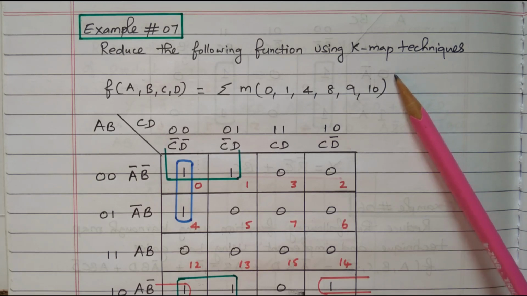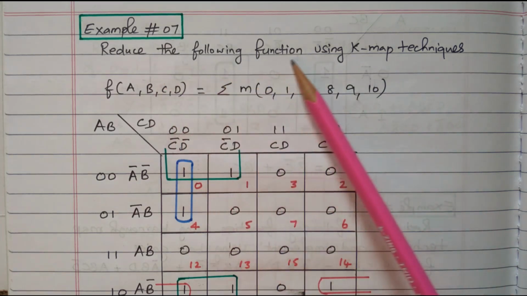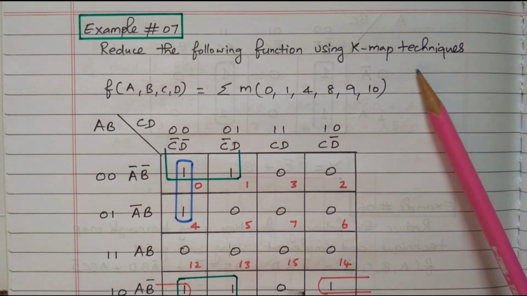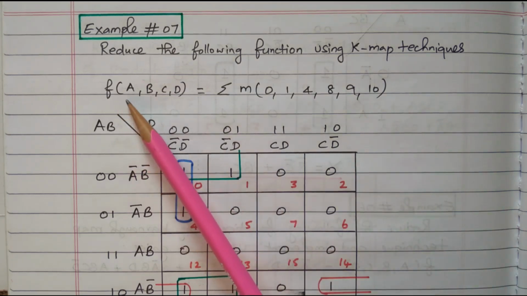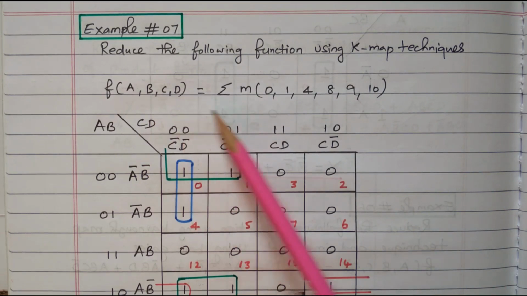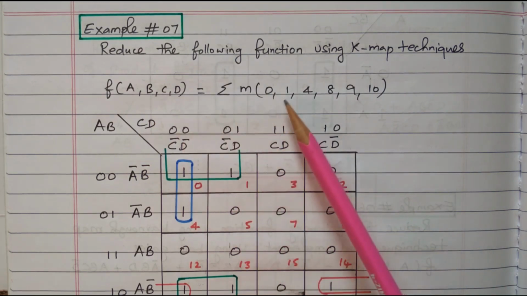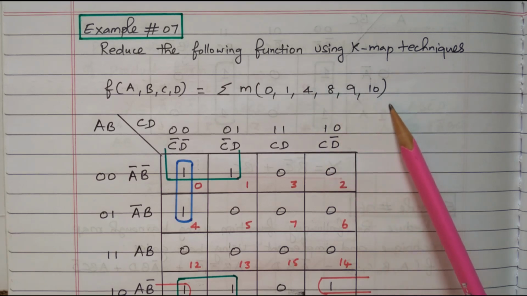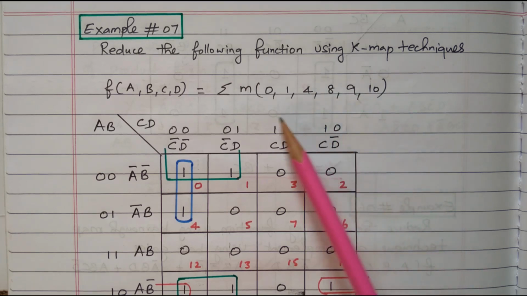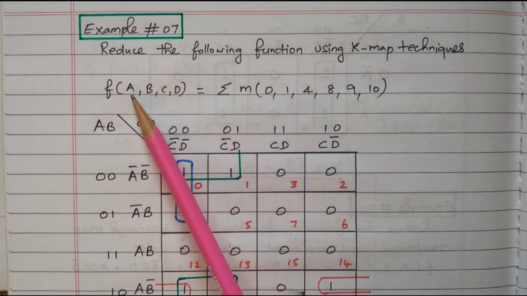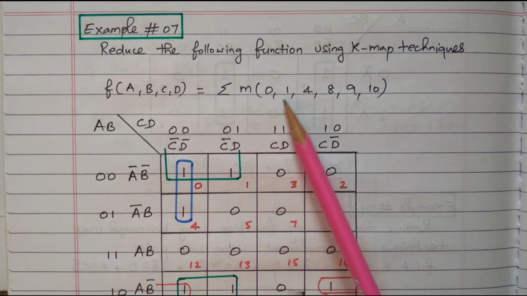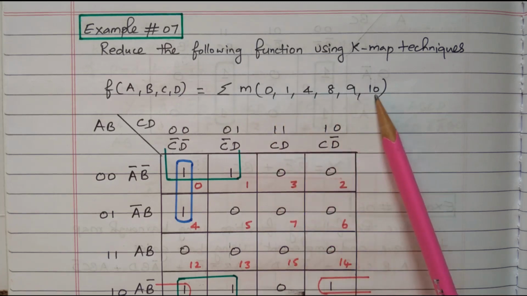Now we'll go to the problem. Reduce the following function using K-map technique, Karnaugh map technique. The given function is f of a, b, c, d equal to sum of minterms 0, 1, 4, 8, 9, 10. The Boolean expression is not given, the minterms are given directly. There are 4 variables a, b, c, d. The available minterms are 0, 1, 4, 8, 9 and 10.